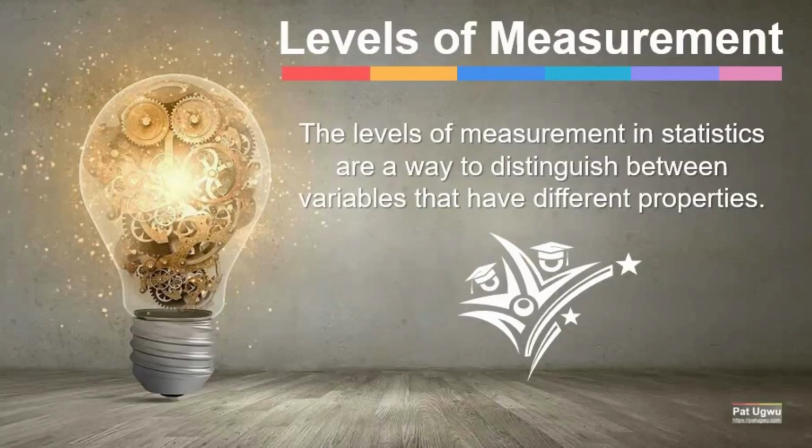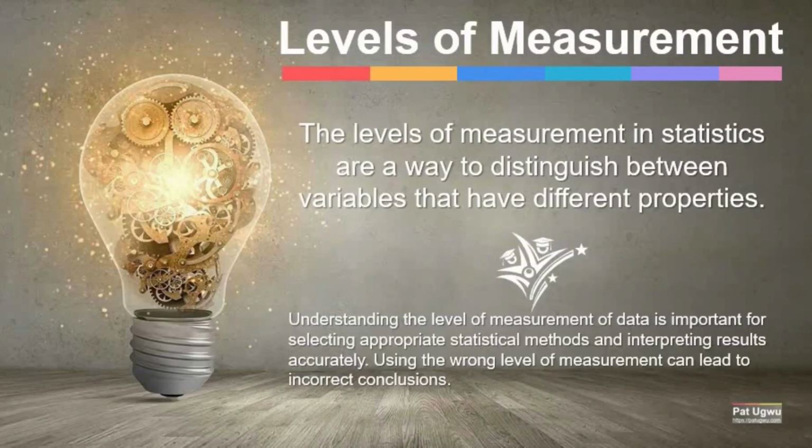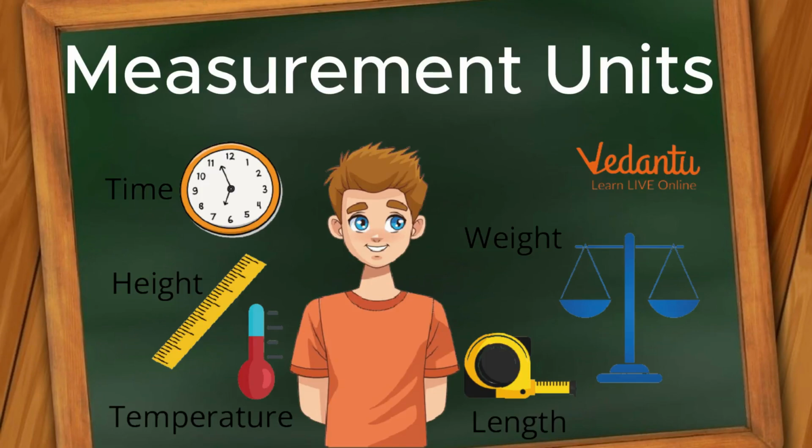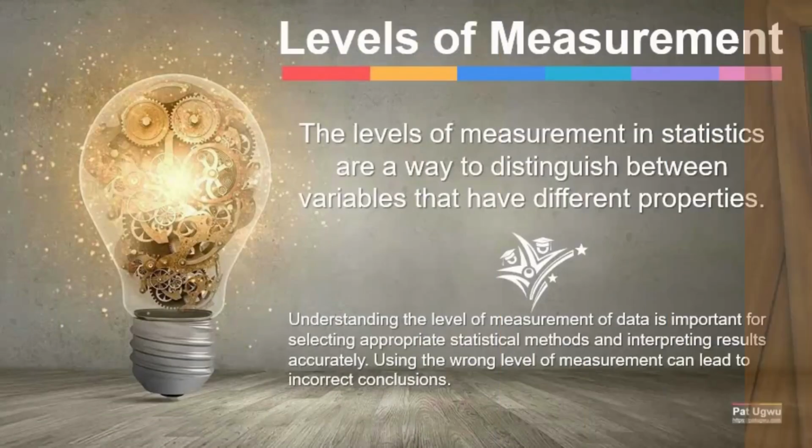The levels of measurement in statistics are a way to distinguish between variables that have different properties. Understanding the levels of measurements of data is important for selecting appropriate statistical methods and interpreting results accurately. Using the wrong level of measurement can lead to incorrect conclusions.